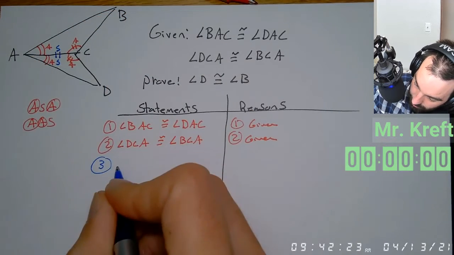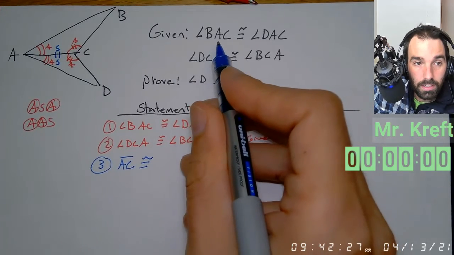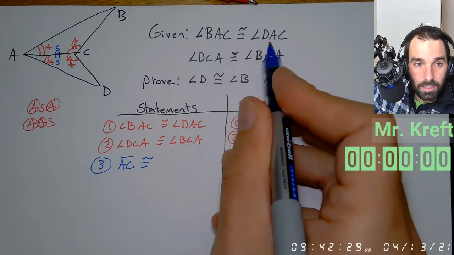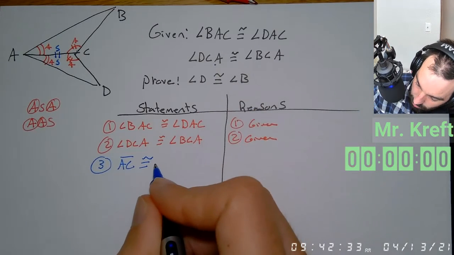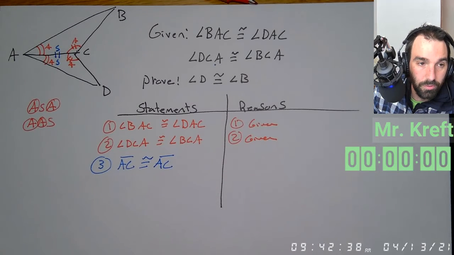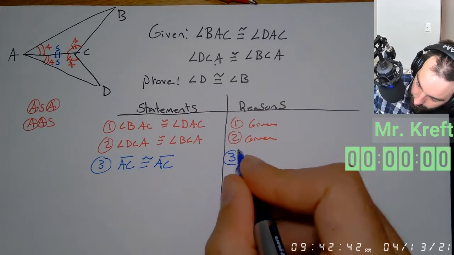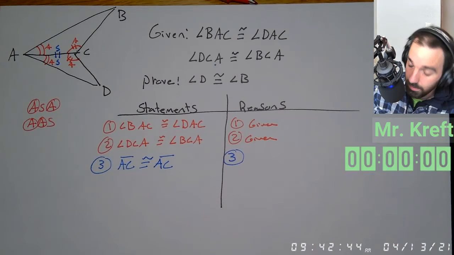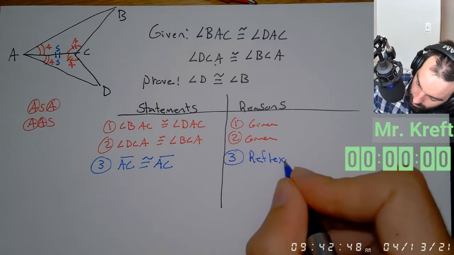Now, if I write down segment AC, I can take a look at up here. It looks like AC goes with AC, or CA goes with CA. So I chose AC, so I'm going to go like this. Okay, so segment AC is congruent to segment AC. And then, what's that reason? That's reflexive property.